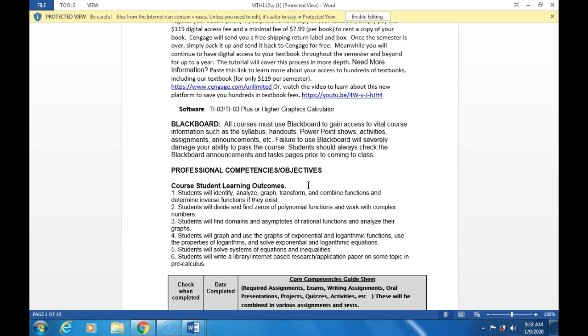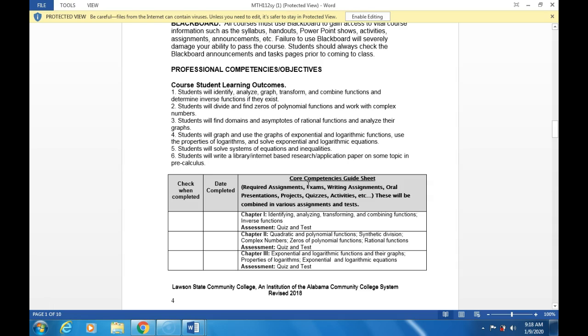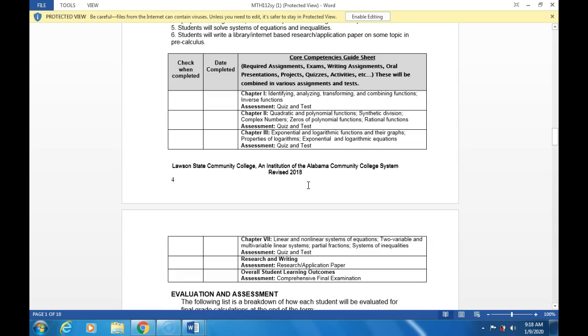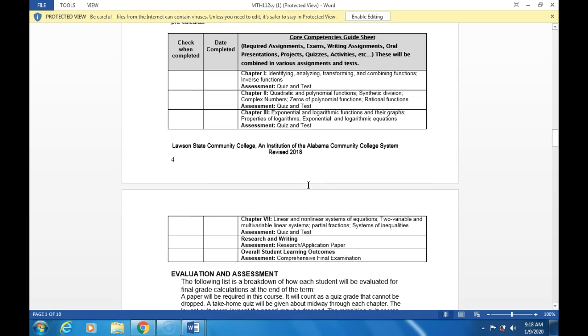And students will write a library or internet-based research paper, application paper, on some topic in pre-calculus. That's your writing requirement. And there's not many math instructors, I think, that require that. Guess what? You all lost. You got me. So you will be required. Now, here are the course competencies guide sheet. Now, this is basically just repeating what we just did.